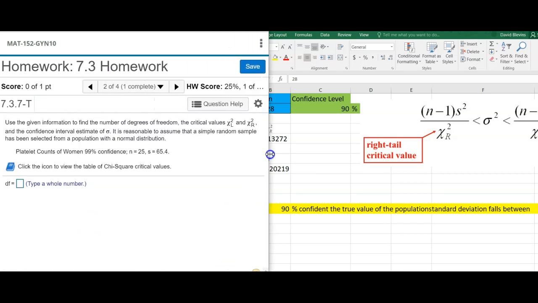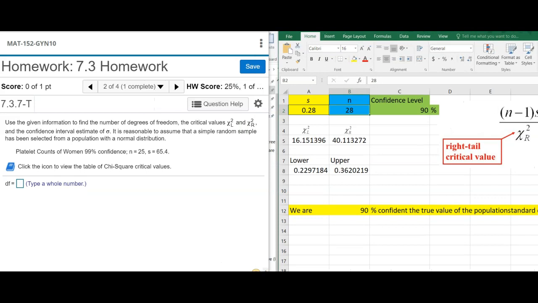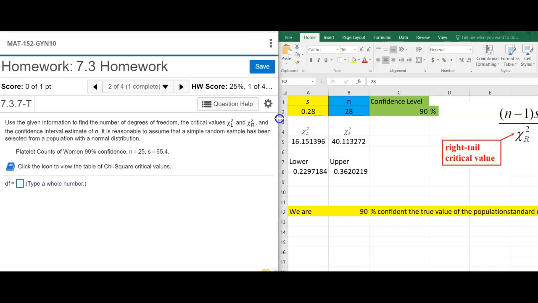All right, let's update our sheet. Let me move this so we don't need to see that formula. I'm just giving you the formula in case you were curious. But let's do another one. We have 99% confidence. Oops, wrong cell. 99% confidence, 25 is our sample size, and this time S is 65.4.